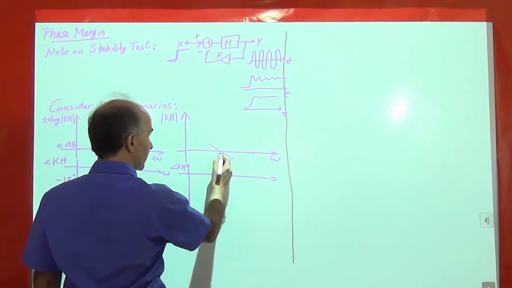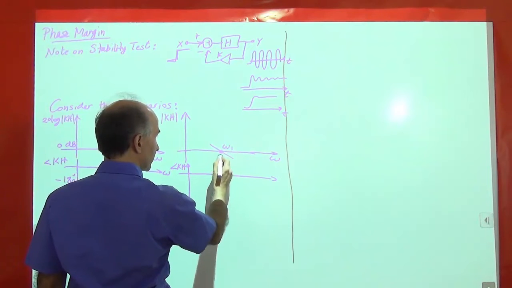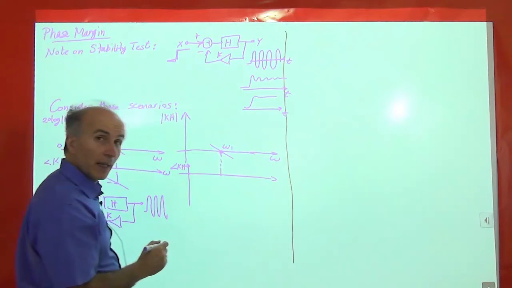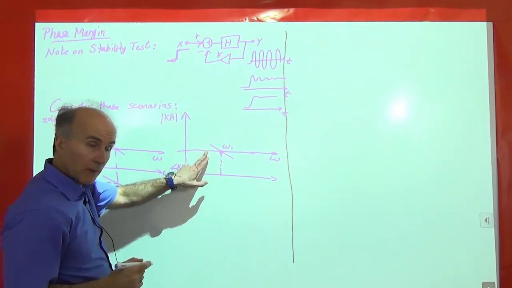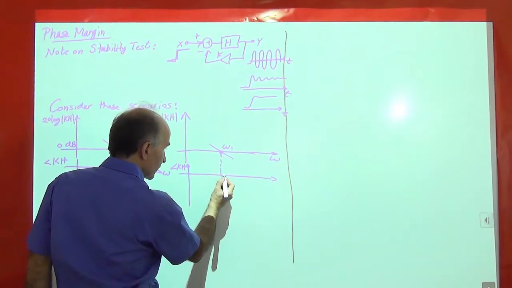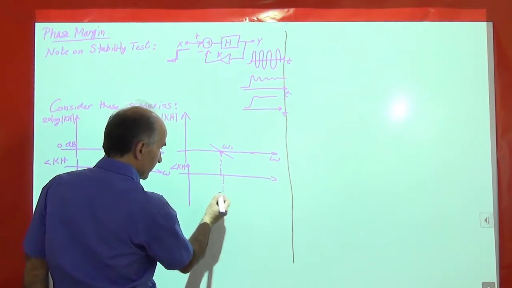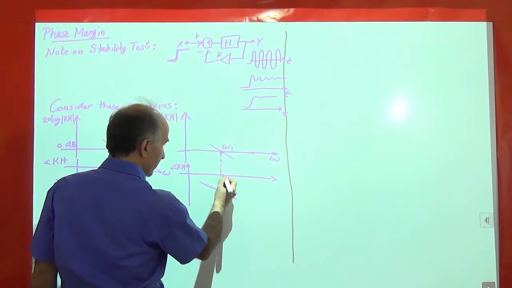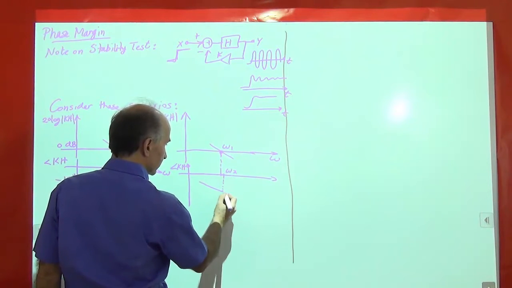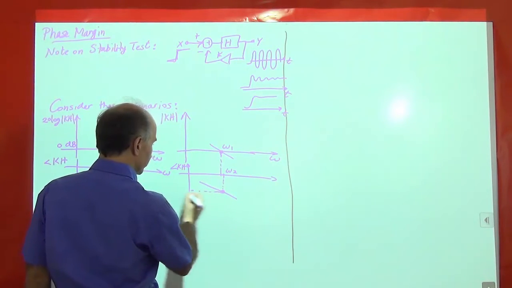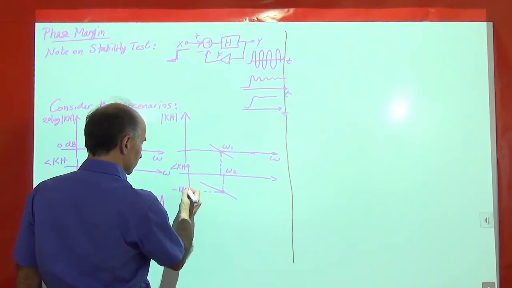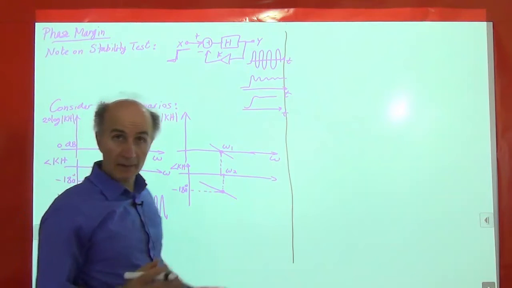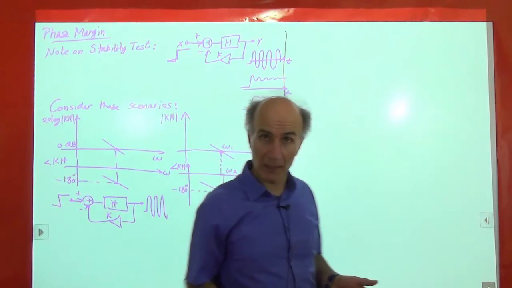Okay, so let's say this frequency is some value omega 1. And this is the gain crossover frequency. And the phase crossover frequency is just a little higher, right here, so omega 2. So yes, the system is stable, strictly speaking.